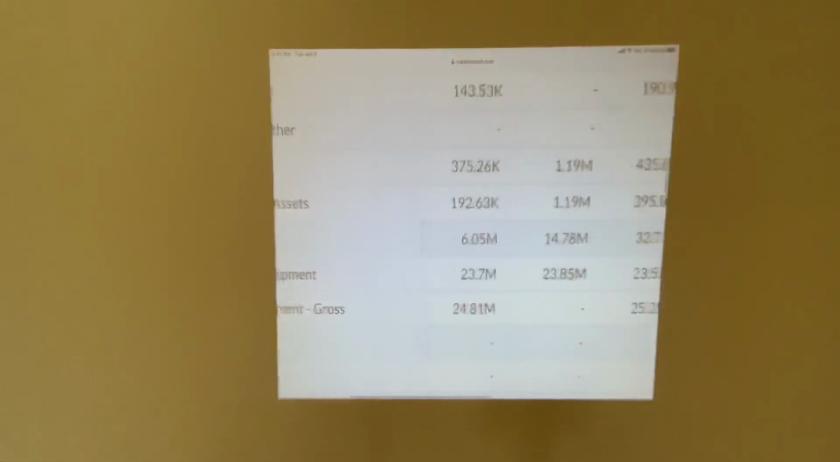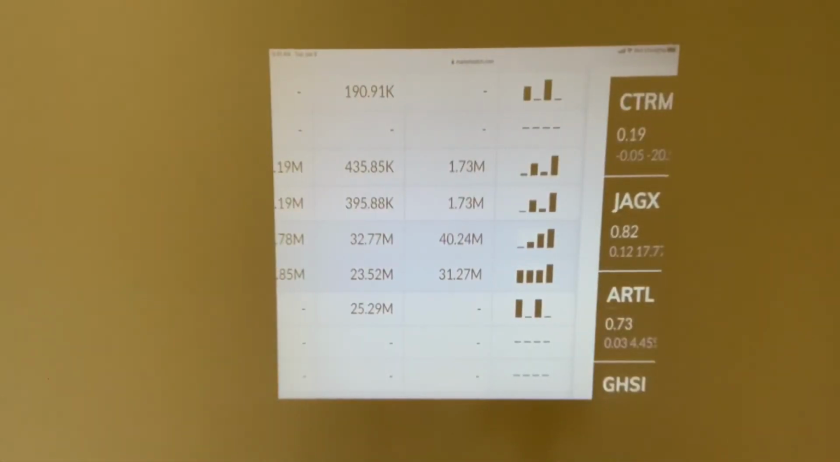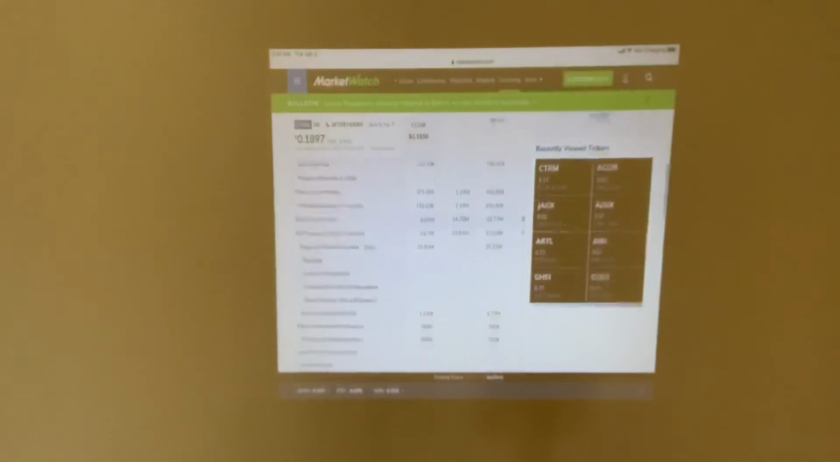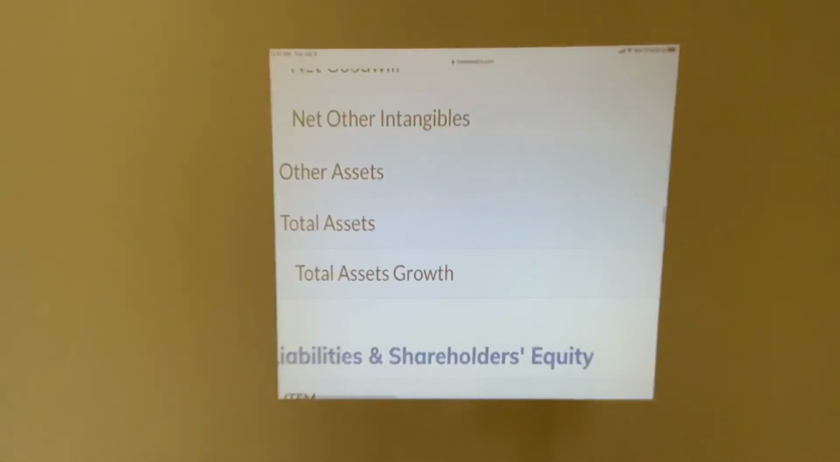So 6 million, 14, 32, and the last quarter 40 million. So they're trending up, $40 million of total current assets. Okay, let's look at the second one. You look at the third one. You look at the total assets. That means their fixed assets and their current assets. The fixed asset is the stuff that you cannot turn into cash in a short time.